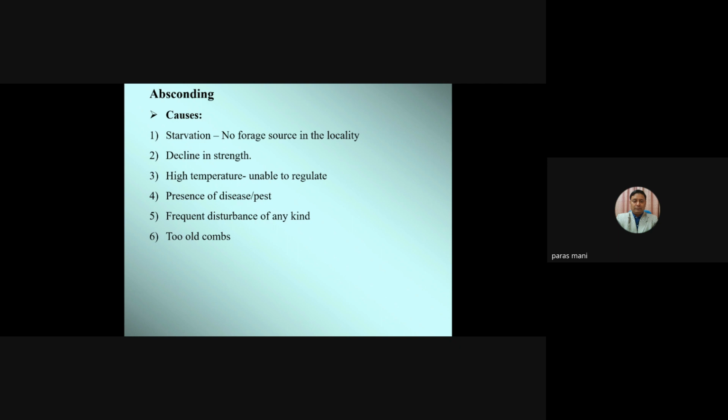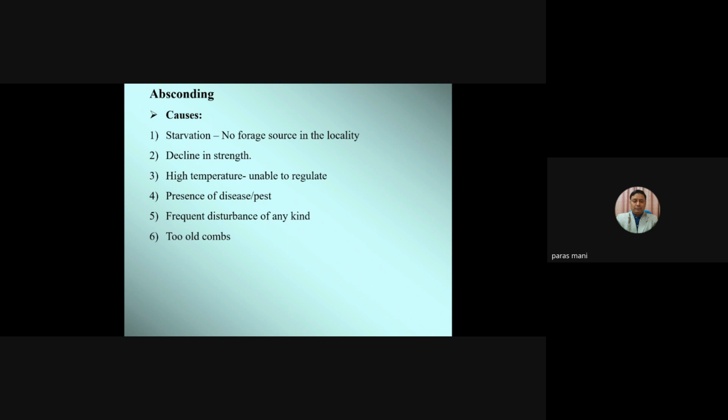Swarming and absconding are two different terms. Swarming is movement of hive from one locality to another locality and settling there. Usually it happens for the purpose of division of the colony. But absconding is just leaving the present hive. It may happen in group or else individually.